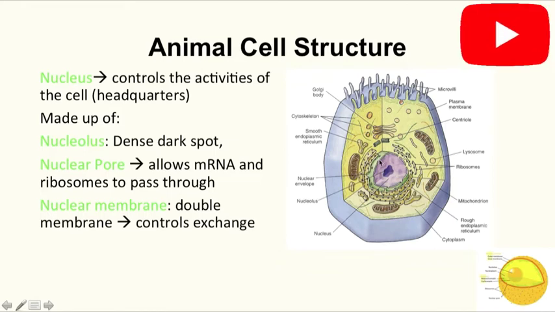And then we have the nuclear membrane. So the nuclear membrane is what surrounds the nucleus. As you can see, a nuclear envelope, also known as nuclear membrane. It is a double membrane, and just like the cell surface membrane, it controls what goes in and out of the nucleus.